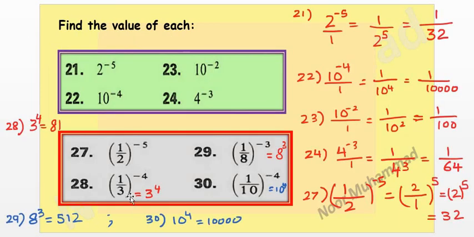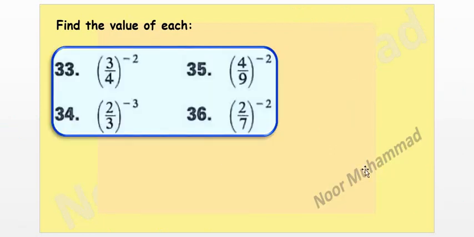As you can see in the previous slide, when we had a fraction, the numerator in all these 4 cases was 1. So when we flipped the fraction, it became a whole number. But here when we flip the fraction, it is not a whole number, it is again a fraction. Let me solve question number 33 for you. It says 3 over 4 to the power -2.